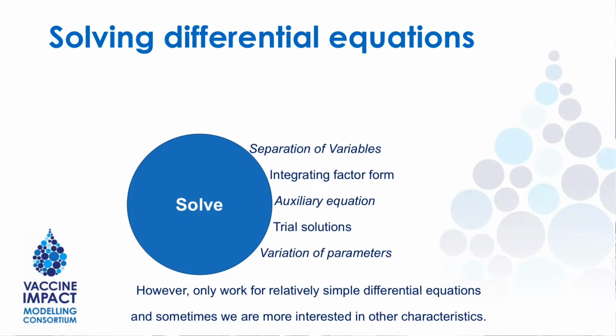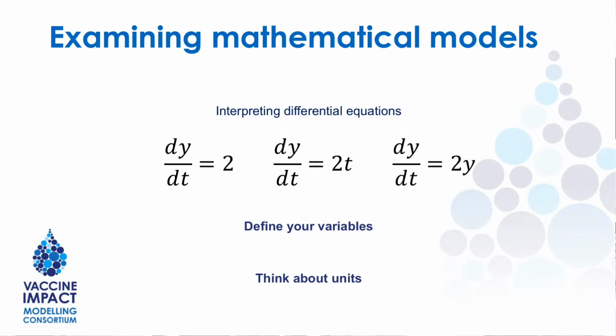So let's look at a couple of other examples. So we've looked at this, and we've solved it. It was nice. We've got our differential equation. Our rate of change of y with respect to t is a constant. So we've got a constant rate of change.